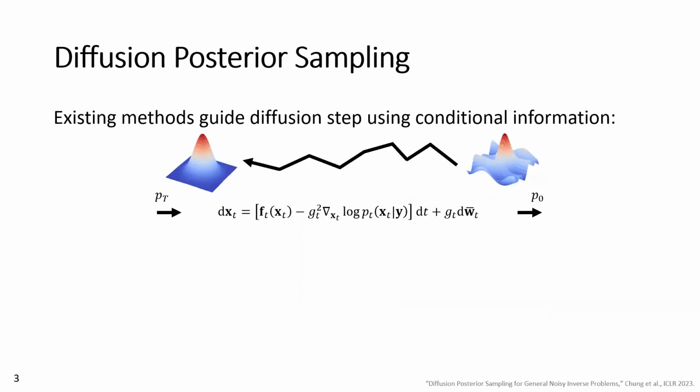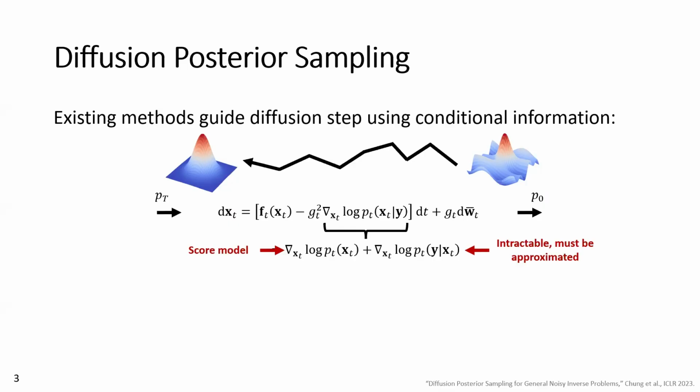Current existing methods for conducting posterior sampling include diffusion posterior sampling, which leverages pre-trained diffusion models and conditions them on a function of the measurement y. In this case, the driving force of the diffusion process is the score function of the posterior x, and has two terms. The first being the prior score model, which is obtained via pre-trained diffusion models, and the second term is the likelihood function along the diffusion trajectory, which is in general intractable and must be approximated.